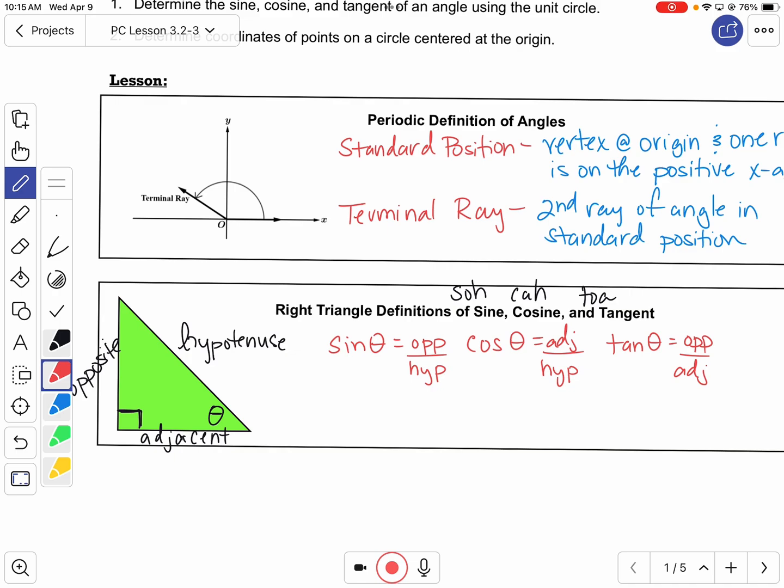But in trig, we found out there are three more functions. And we get those from reciprocals. So cosecant is 1 over sine. So we take opposite over hypotenuse and we flip it. Secant then would be 1 over cosine. And cotangent would be 1 over tangent. We're just going to flip them. They are reciprocals.